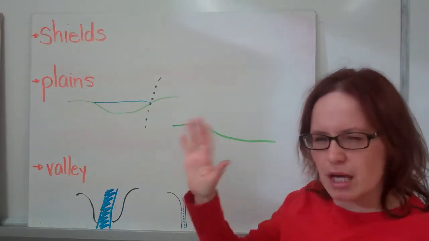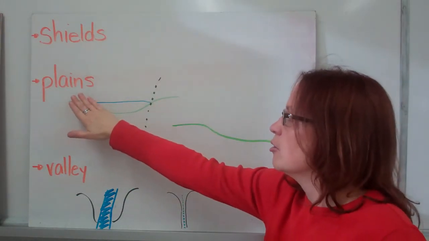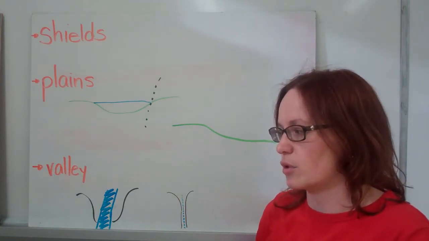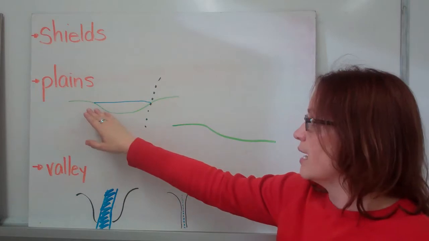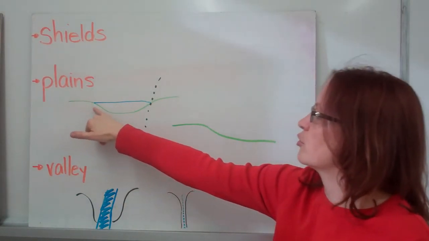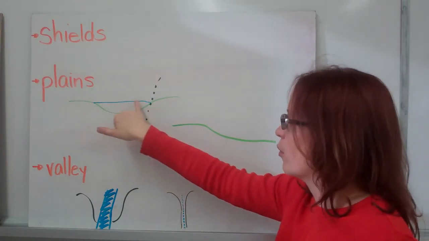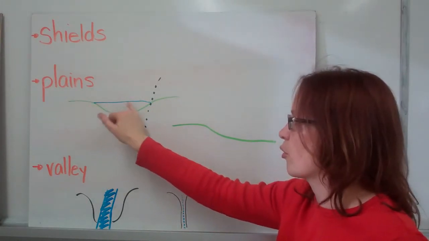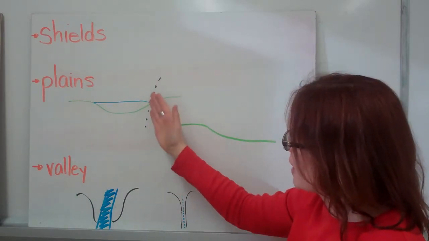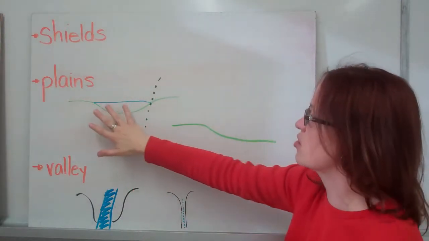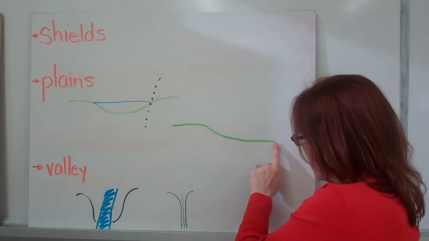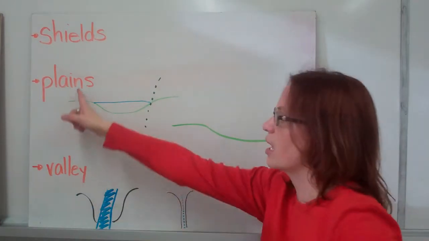Plains. Sometimes people get confused between plains and shields. The difference with plains is that they believe that when all the plates were together and all the continents were together, plains were once underneath water. So for example, here's a region here. So imagine the green is the Earth's surface, and the blue is where the water would sit. So here you would have a body of water. Then this area separates. So as this part moves across, this water relocates, and it would drain out. So then this area here becomes a plain.